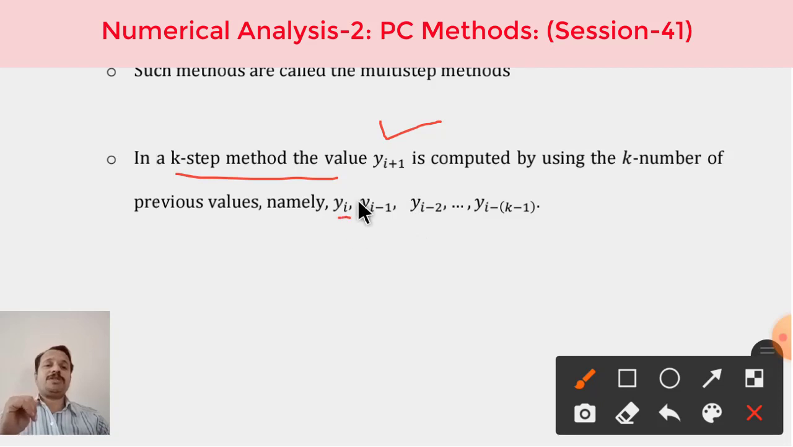And what are the previous values of yi plus 1? They are yi, previous to that yi minus 1, yi minus 2, yi minus 3, and so on up to yi minus (k minus 1). How many values are here? k previous values are required. Therefore such a method is called the k-step multi-step method.